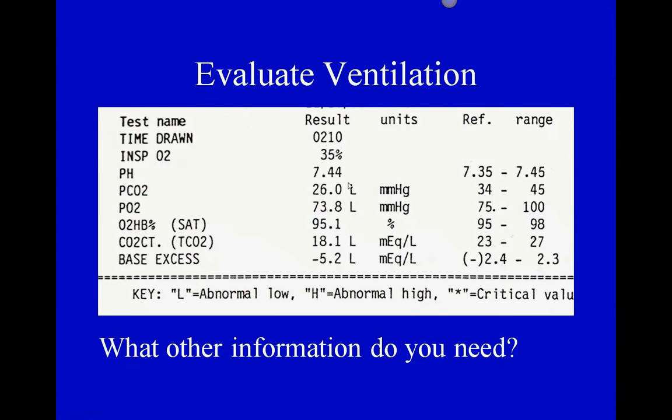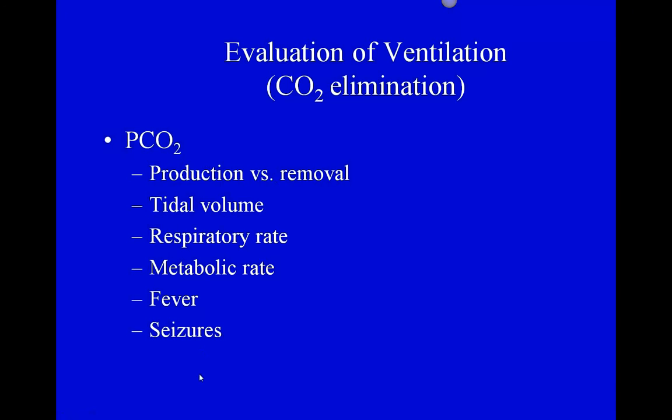This patient has a lower than normal carbon dioxide, so they're actually hyperventilating. They're either producing less carbon dioxide or they are removing extra carbon dioxide. What other information would I look at to evaluate ventilation? So in your notes, we already talked about these, and in your printed notes it talks about this. This is a person who is either breathing larger breaths than they need to, or they're breathing faster, or their metabolic rate is lower than normal.